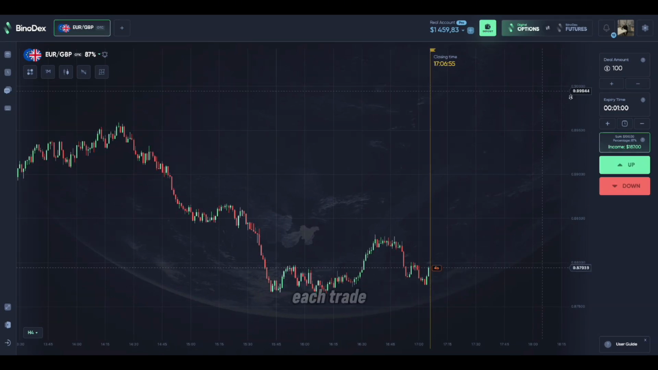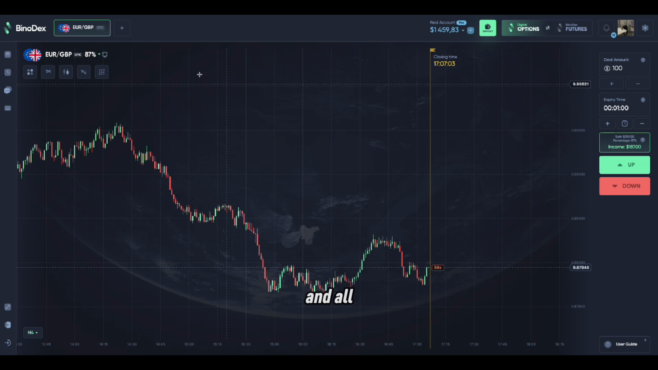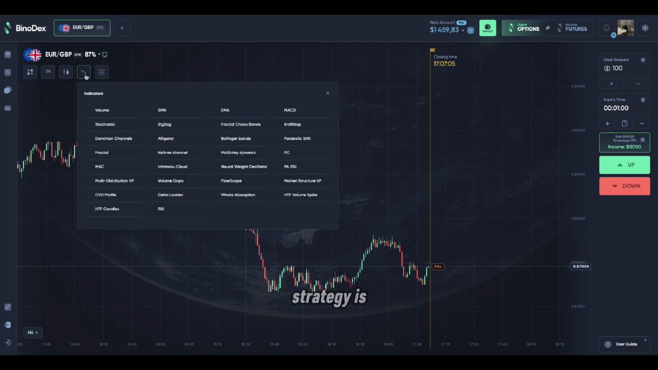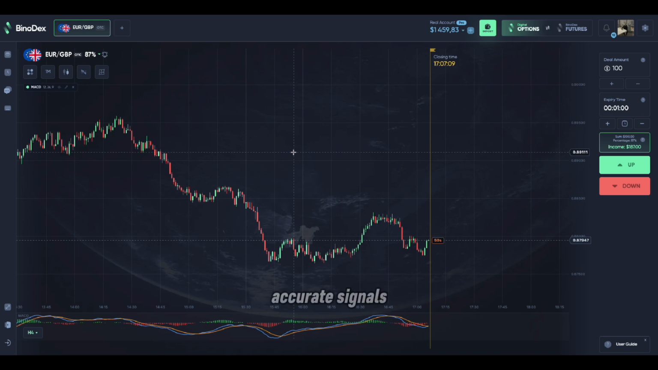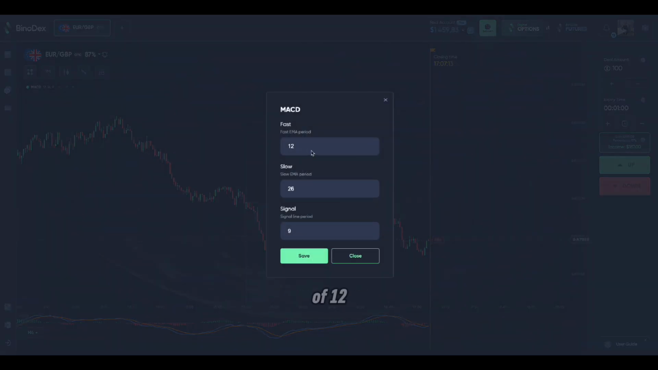So the amount for each trade today will be $100, and we will open trades for a duration of 1 minute. And all we really need to trade using this strategy is the MACD indicator. To make sure it gives us the most accurate signals, it needs to be properly configured. Here, instead of 12, we enter 10. Here, instead of 26, we enter 20. And here, instead of 9, we enter 5, then simply click the Save button.